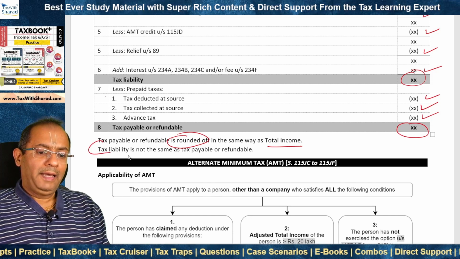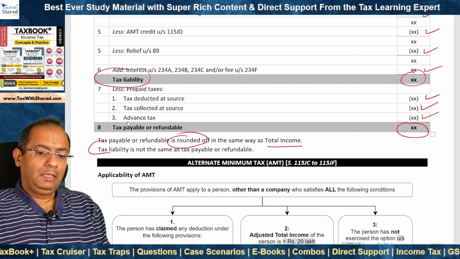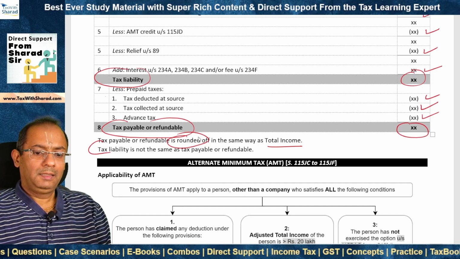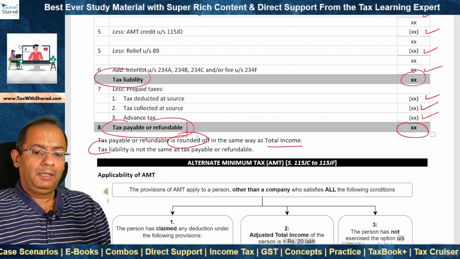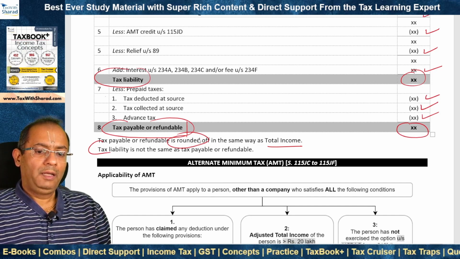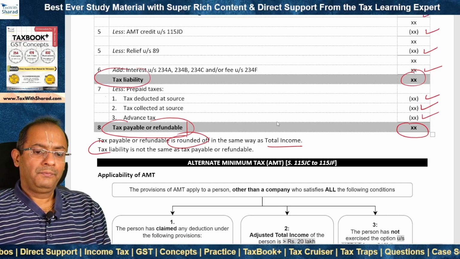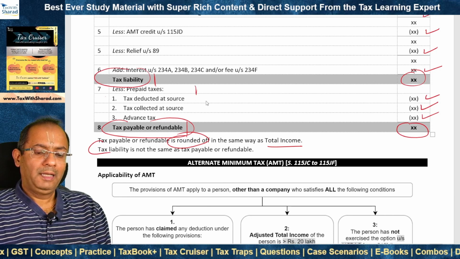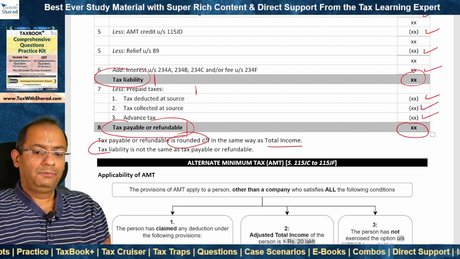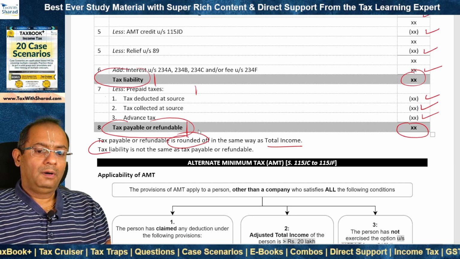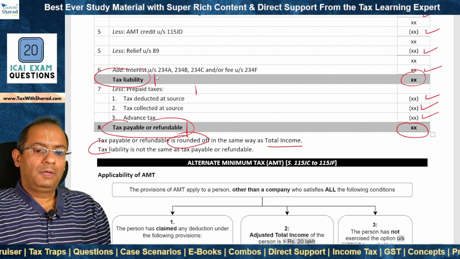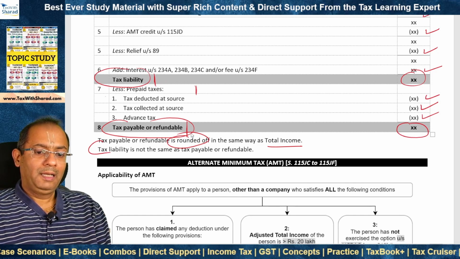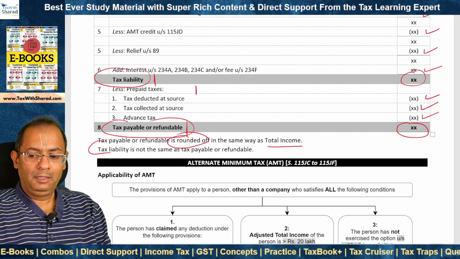Now you need to note that tax liability is not the same as tax payable or refundable. Tax liability is the liability of the SSE. Tax payable or refundable is what the SSE finally needs to pay or the amount that needs to be refunded. Therefore, if the question asks for tax liability, there is no need to adjust prepaid taxes. But if the question asks you to determine tax payable or refundable, then you need to compute tax liability, then you need to identify the prepaid taxes and adjust those prepaid taxes to arrive at the amount of tax payable or refundable.